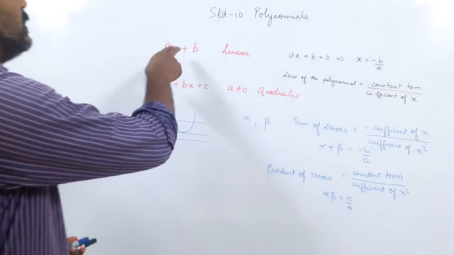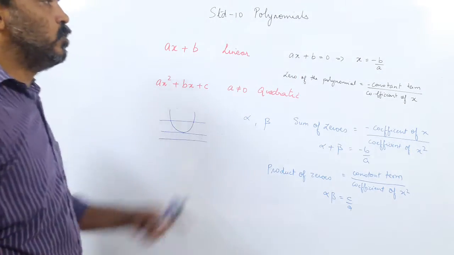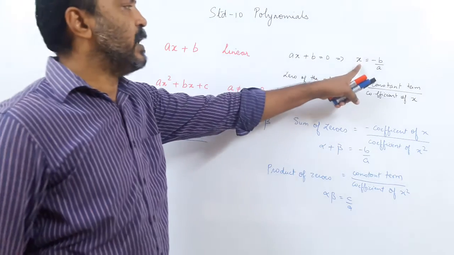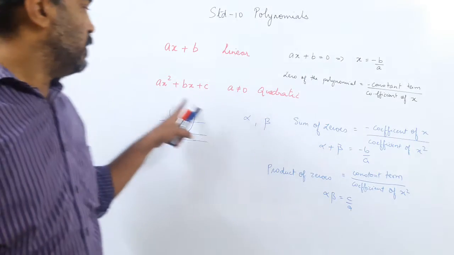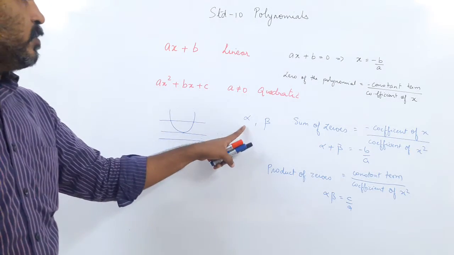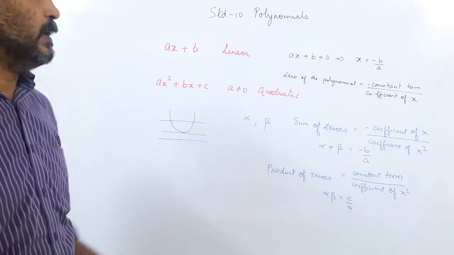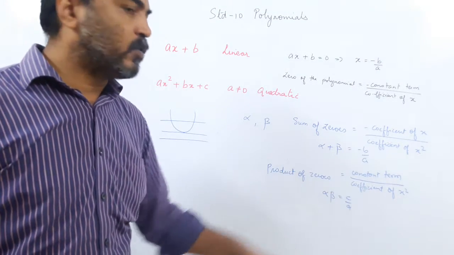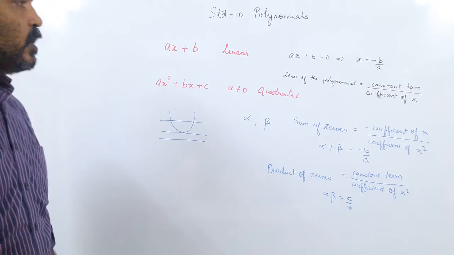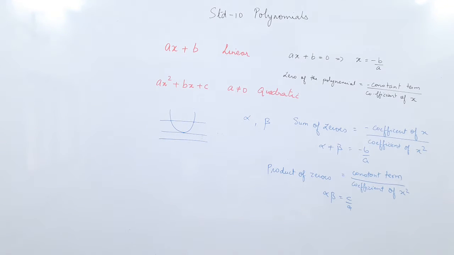So here there are two possibilities: parallel to x-axis, no zero; cuts the x-axis, one zero. At x equal to minus b upon a, the value of the polynomial becomes 0. And here it will become 0, then we get two roots alpha and beta. Then the sum of the zeros is minus b upon a, and product of the zeros is this. So now we'll do one sum to verify these roots.